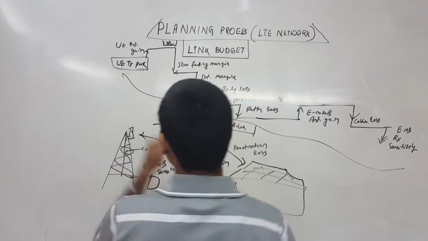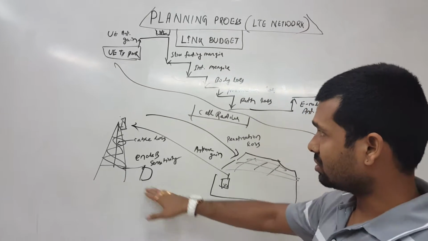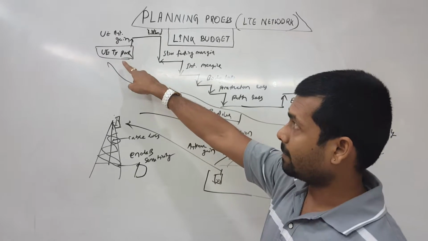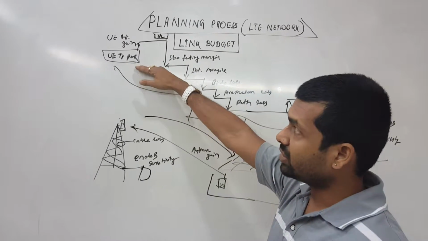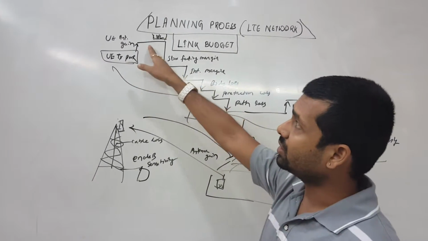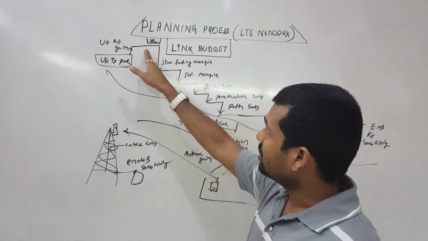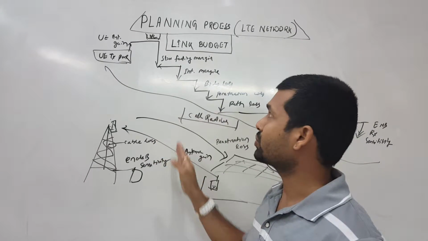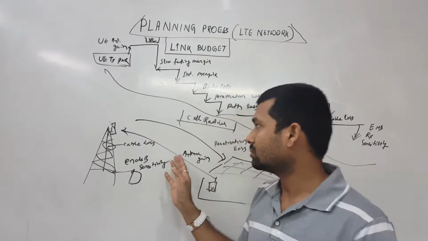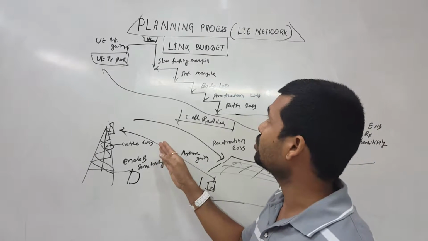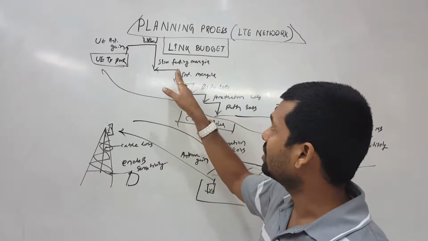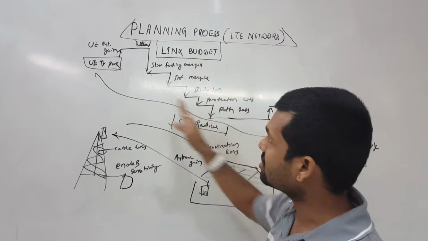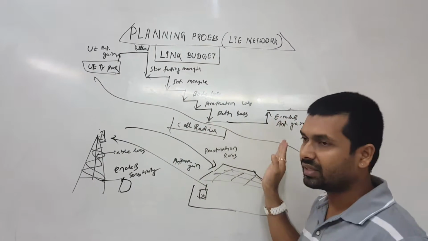So we'll be starting from the UE. I've drawn a picture. This is the node B, this is the UE. So when the UE transmits, we initially calculate the UE transmit power. We add the UE antenna gain. Then we have slow fading margin. Due to slow fading, the signal becomes weaker, so we add the slow fading margin. These are all losses. The arrows moving downward are losses, arrows moving upward are gains.